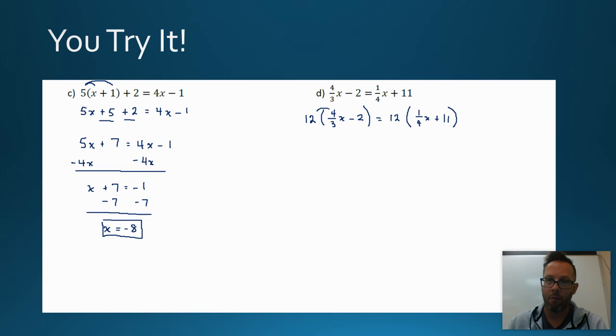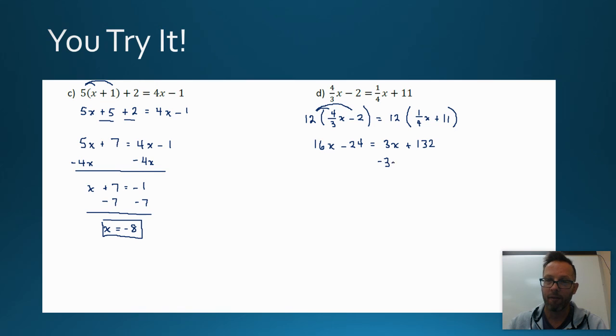So now that we've set that up, let's do the multiplications. So 12 times 4, 48. 48 divided by 3, 16. 16x. 12 times negative 2 is negative 24. 1/4 of 12, that's a bit easier with mental math, but you can just do 12 times 1 divided by 4. Or just use your calculator, to be honest. And 12 times 11 is 132. So bigger numbers, but the steps are the same.